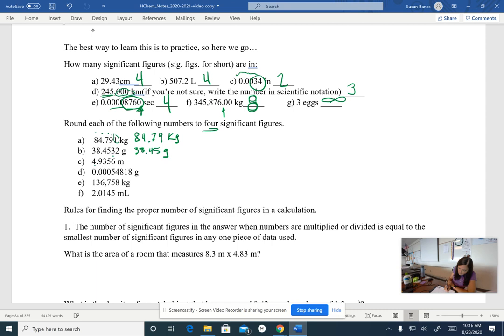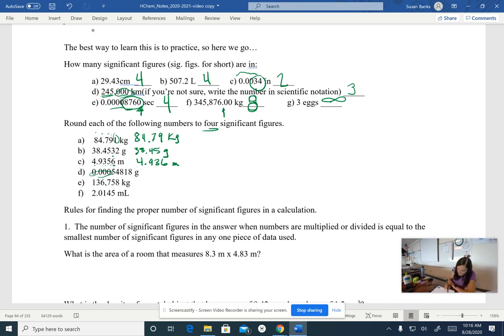Here I have 1, 2, 3, 4. That 6 tells me to round up. So I'm going to report this as 4.936 meters. Okay, remember these zeros to the front before the non-zero numbers are always just placeholders.